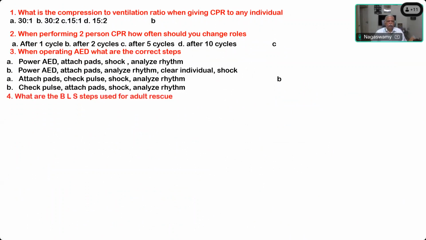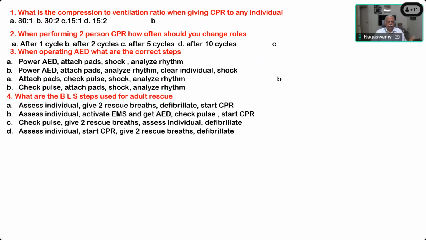So, what are the BLS steps used for adult rescue? The options are: assess individual, give 2 rescue breaths, defibrillate, start CPR. Assess individual, activate EMS, get AED, check pulse and start CPR. Check pulse, give 2 rescue breaths, assess individual, defibrillate. Assess individual, start CPR, give 2 rescue breaths and defibrillate.